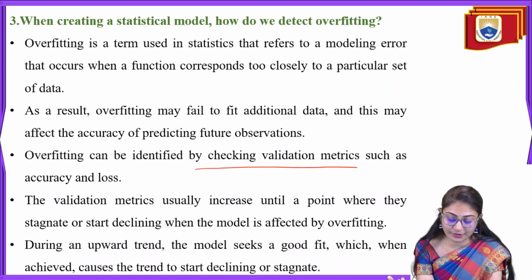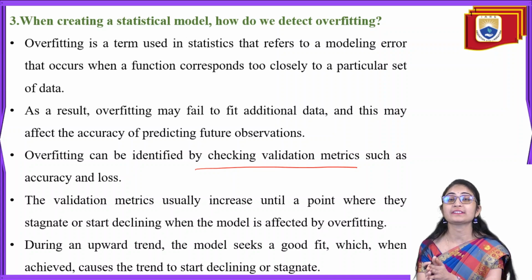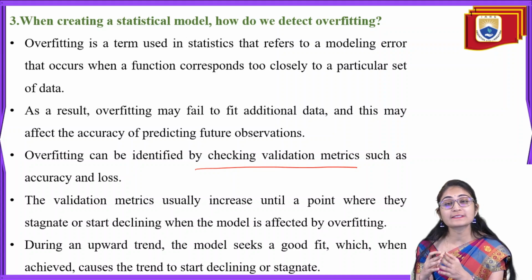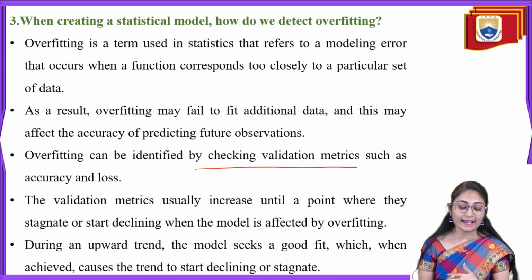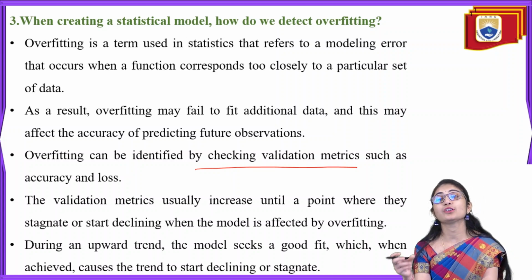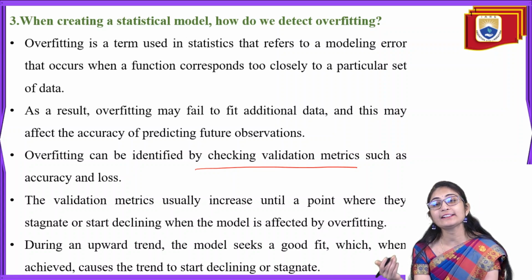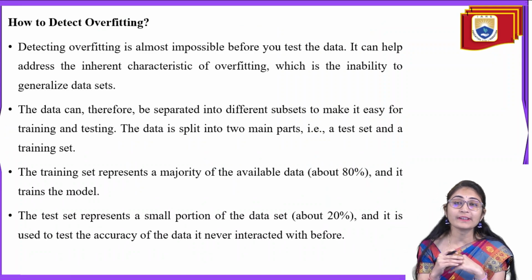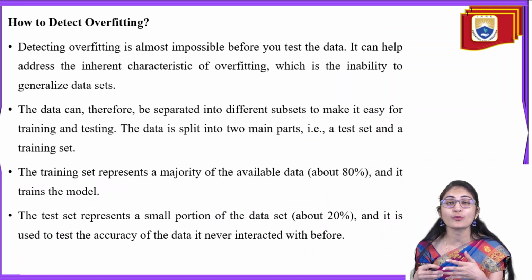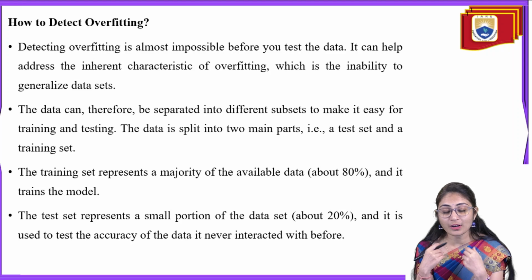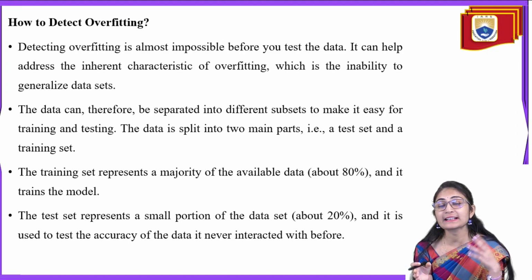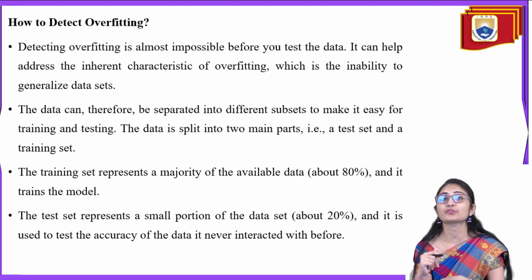The validation metrics generally increase until the point where they stagnate or start declining when the model is affected by overfitting. During an upward trend, the model seeks a good fit, which when achieved causes the trend to start declining or stagnate. Now if in your training data there is some overfitting, how will you detect it? Detecting overfitting is almost impossible before you test the data. So first you have to test the data, then after testing it is easy to detect overfitting.